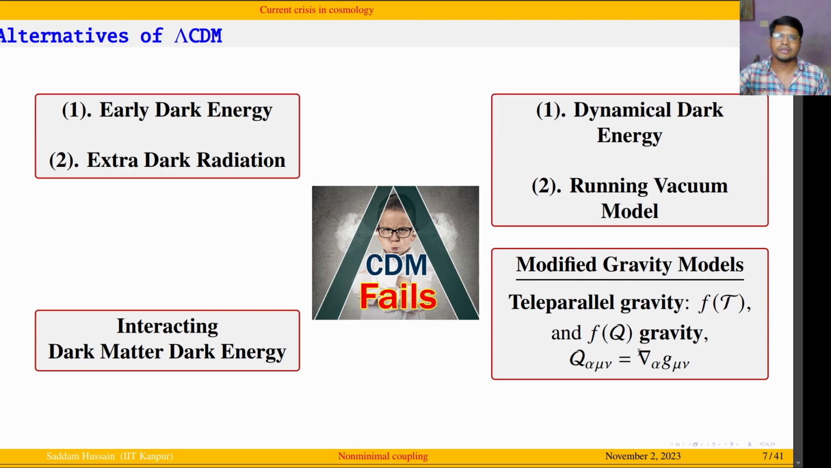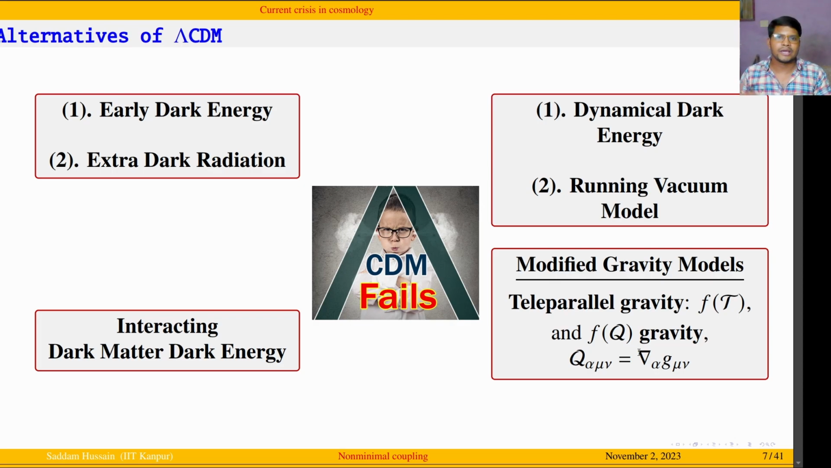So these are the alternatives which involve modifications in the matter sector. On the other hand, we can also change the gravity. In Einstein's equation, we have the connection which is basically symmetric. So we can modify the gravity in such a way that, in teleparallel gravity or f(Q) gravity, there are some analyses which show that the Hubble tension can be alleviated. And in the end, we have interacting dark matter, dark energy.